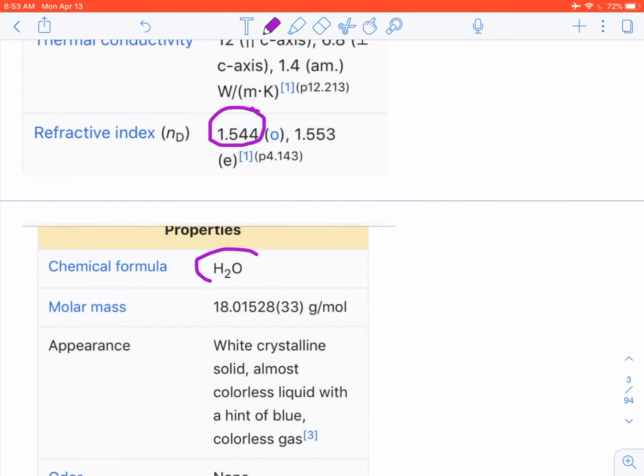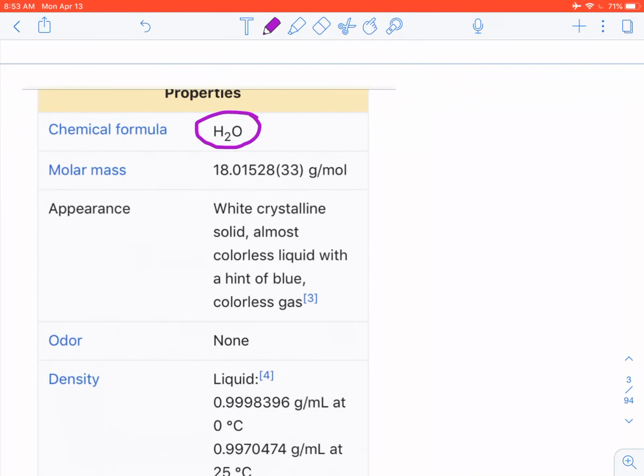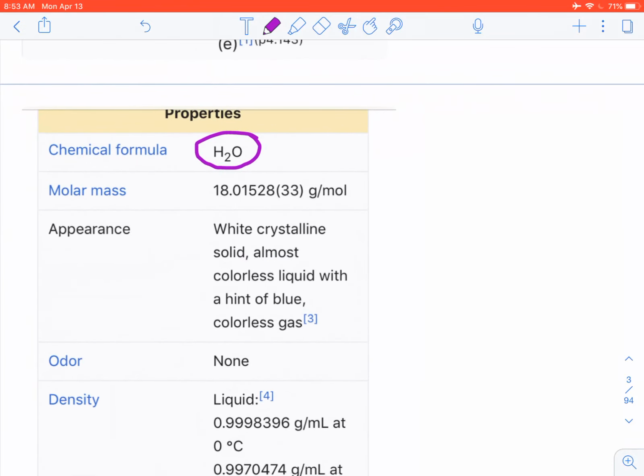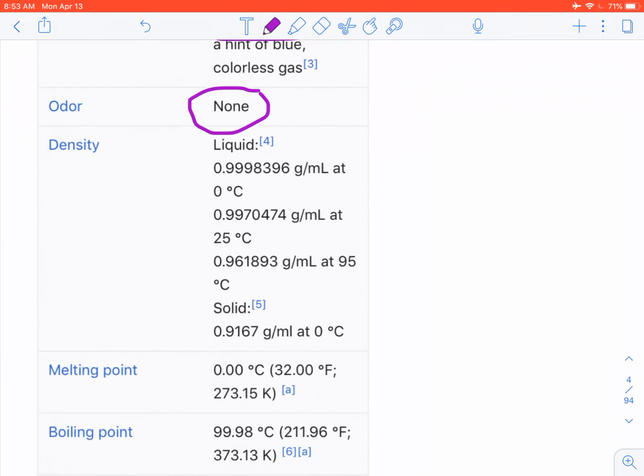Let's look at water. Water, we know, is molar mass. It has been given to various number of significant figures, and it's 18.01528 grams per mole. And we know it's a colorless liquid. Odor, none. Look at the density of water.